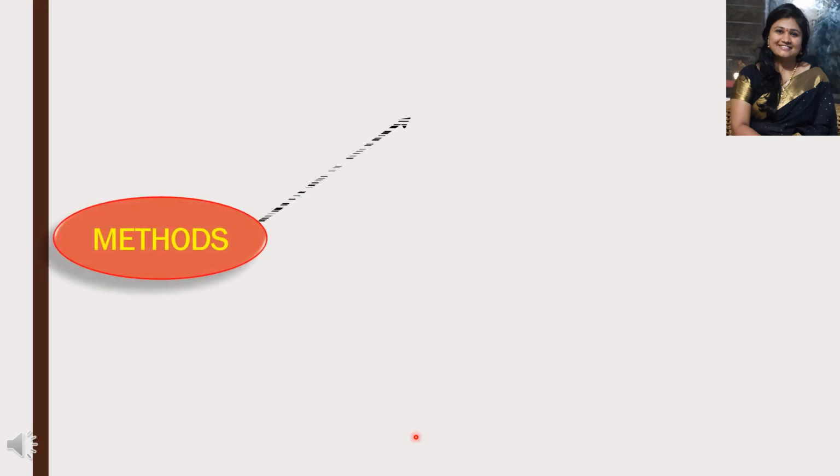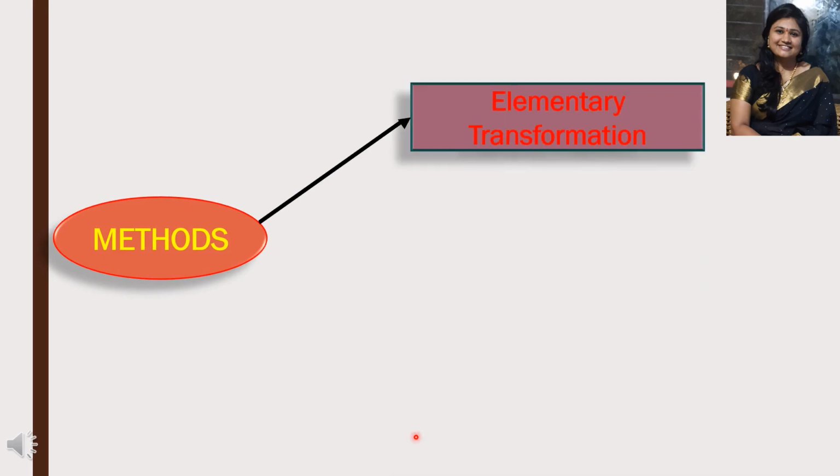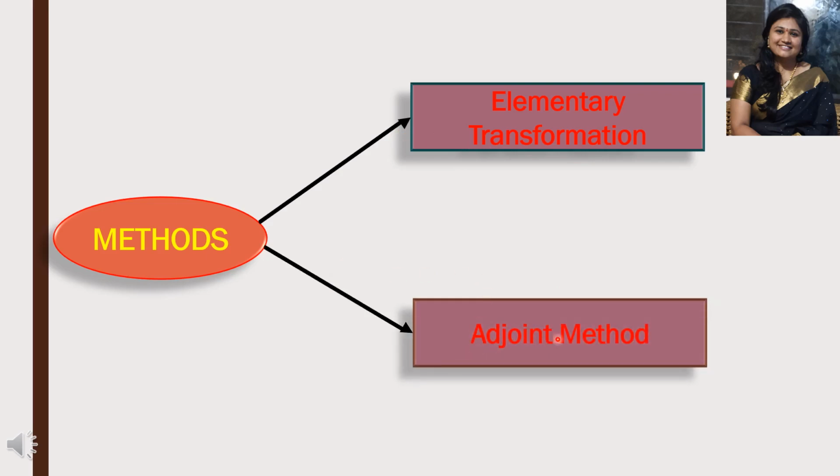So there are two methods for finding the inverse of a matrix. The first method is elementary transformation, right? Elementary transformation includes two transformations, specifically row transformation and column transformation. By using this method, we find the inverse of the given matrix. So the first method for finding the inverse is elementary transformation, and the second method is the adjoint method.